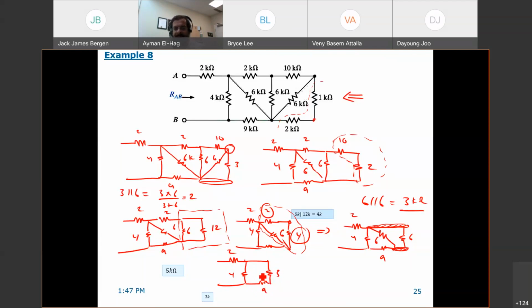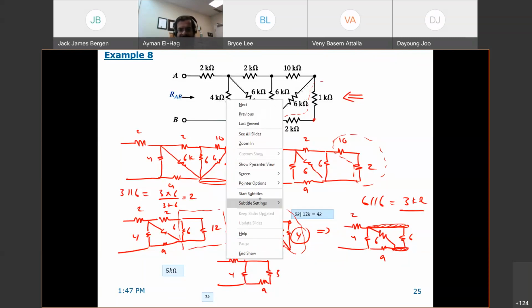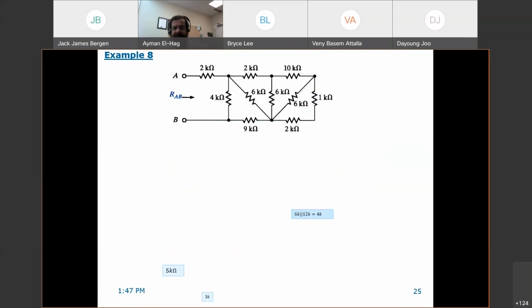12 in parallel with 4 gives 3. 3 plus 2 gives you the 5 kilo ohms. Let me do it at a faster pace a little bit. Let me just erase everything here and show you the answers.